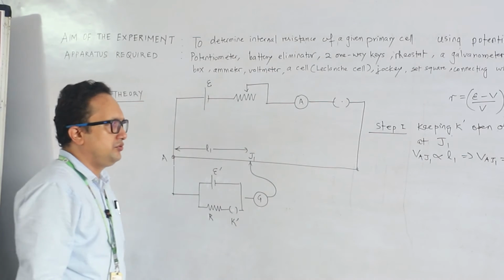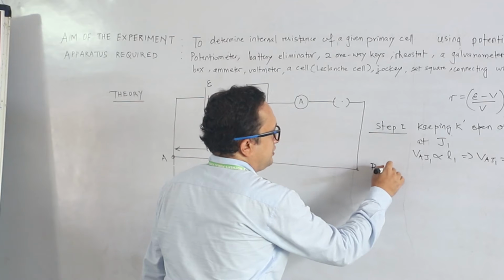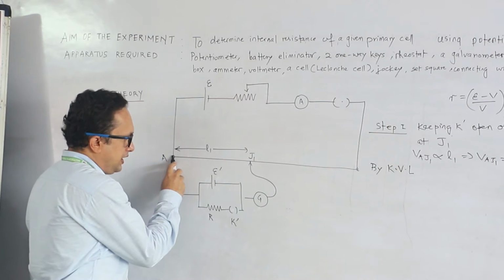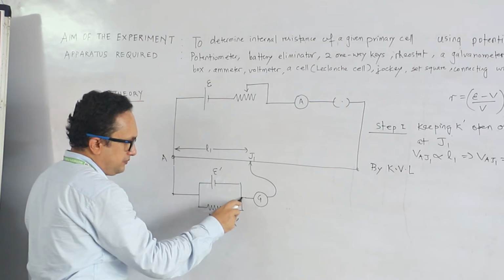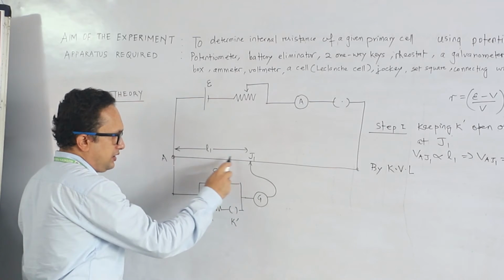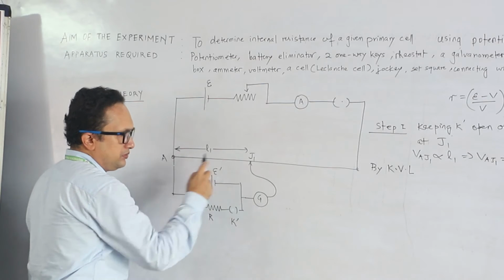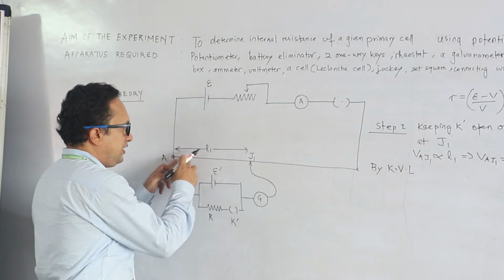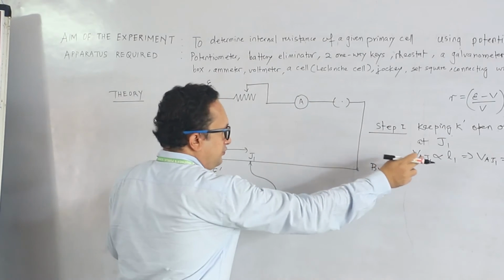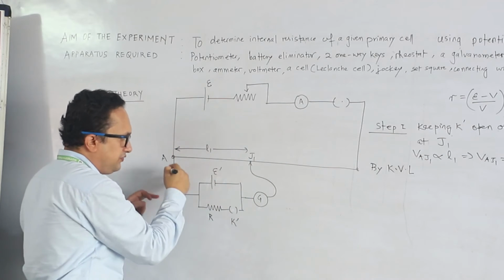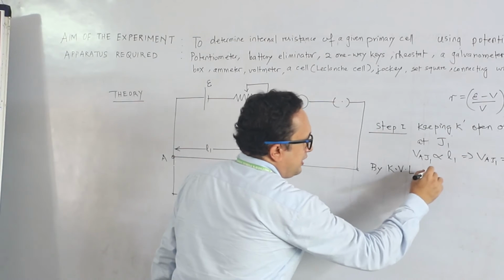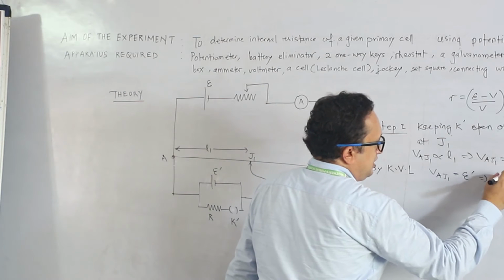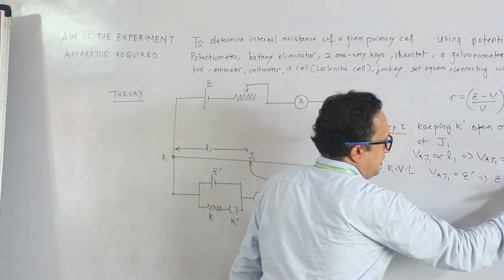Then I apply Kirchhoff's loop law. By KVL, Kirchhoff's voltage law, what do I get? Look at the loop A, J1, galvanometer, through the cell E prime and back to A. This is one complete loop. In this loop, the only potential drop is from A to J1, so the only potential drop is V AJ1. But what is the only EMF in the circuit? E prime. So by KVL, V AJ1 is equal to E prime. This essentially means E prime is K L1. Let this be equation 2.